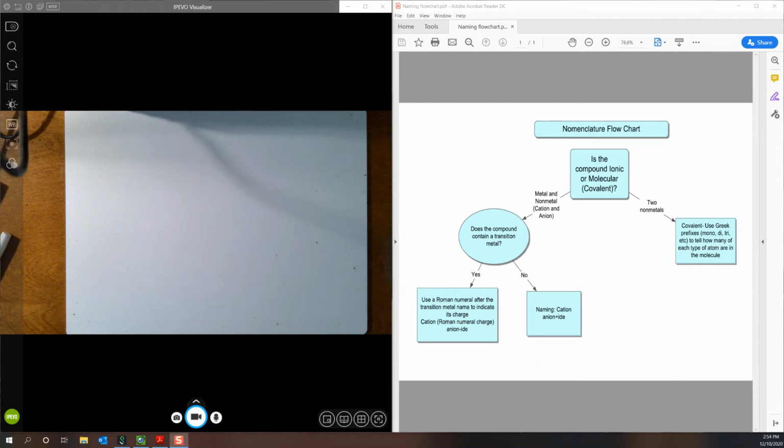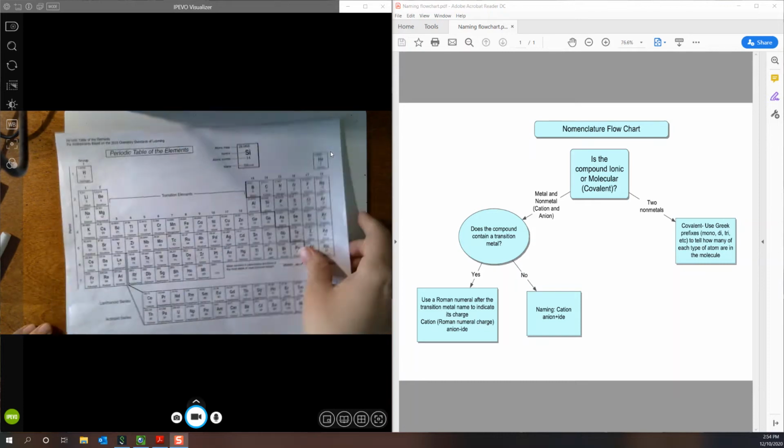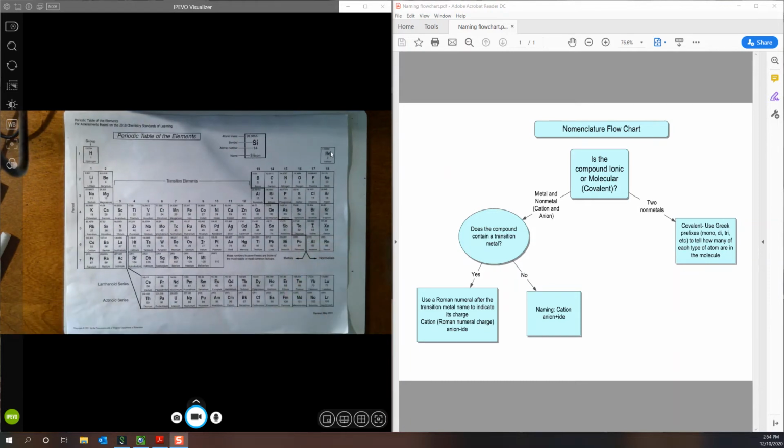So I'm going to go over naming different kinds of compounds. We're going to look at ionic and covalent together because really that's the trickiest bit. When we are looking at these compounds, the very first thing we have to ask ourselves is: is my compound ionic or is it molecular? Which is just a fancy way of saying covalent.